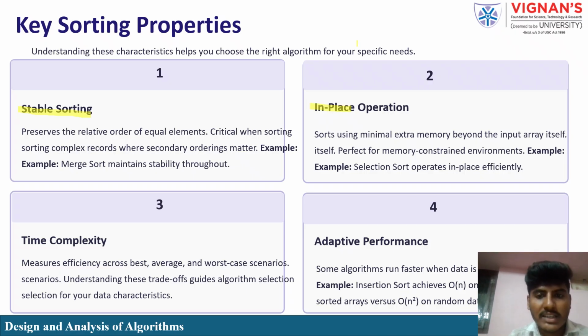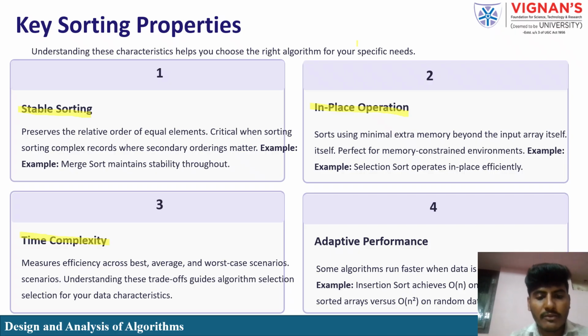And the second one is in-place operations. If we use very little extra memory and sorting is done within the same array, in this situation we can use selection sort. And the third one is time complexity. Time complexity means the amount of time required to execute a particular problem. There are three cases, best case, average case, and worst case, and these three cases help choose the right algorithm.